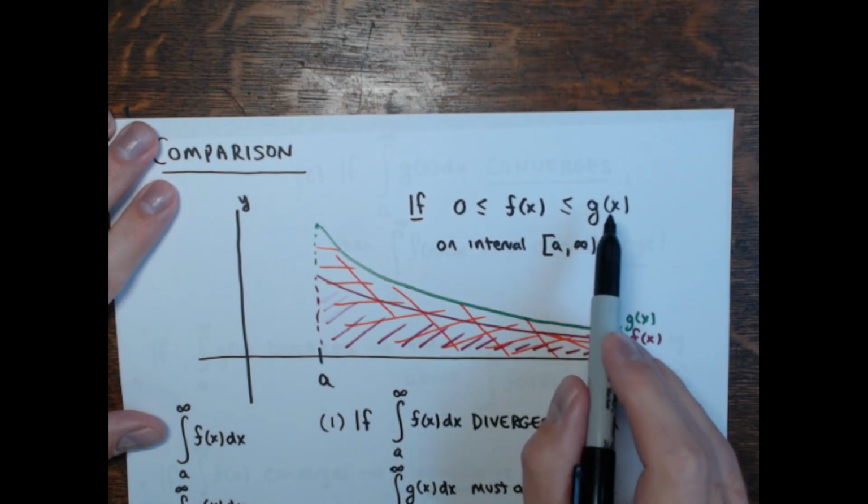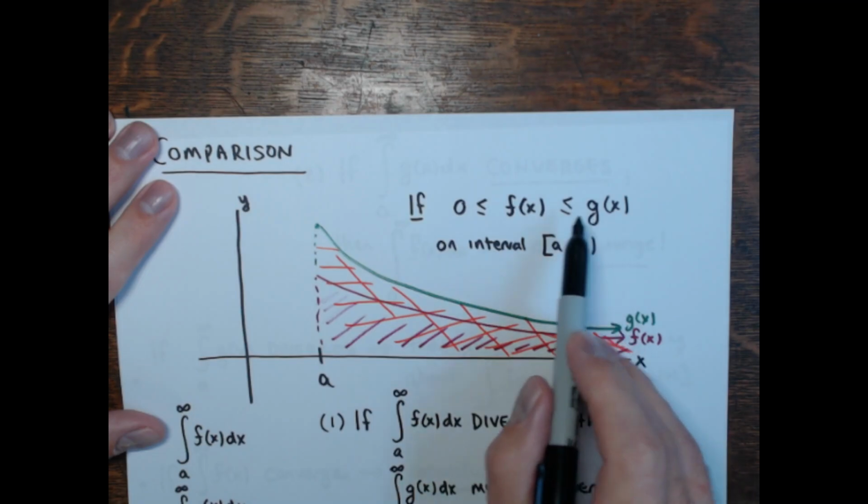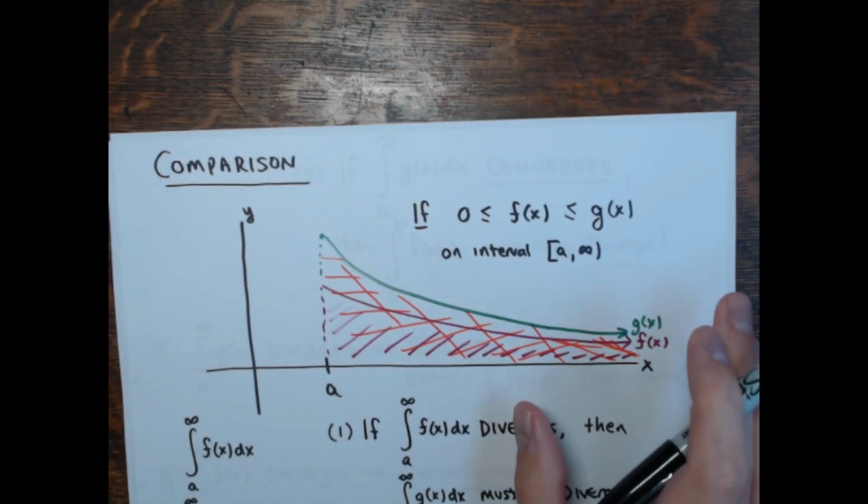You don't know. And if the larger one diverges, you can't say anything about the smaller one. You don't know. All right. So those are what we're dealing with when we're talking about this comparison theorem.